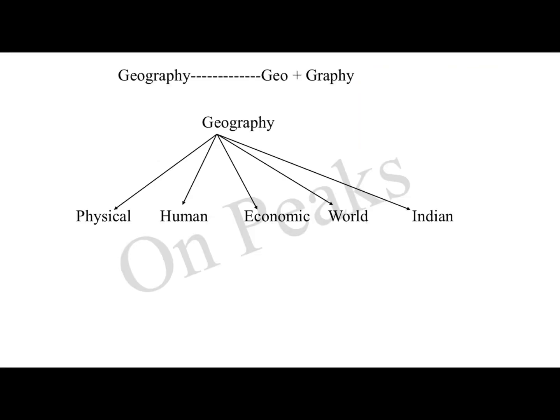Dear friends, before going into the topic of climatology, let's first see what is geography and what are the main aspects of geography. As we all know, geography is geo plus graphy. Geo is nothing but earth and graphy is the explanation, which means geography is the explanation or study about the earth. Coming to the aspects of geography, there are 5 different parts. They may be classified as physical geography, human geography, economic geography, world geography, and Indian geography.